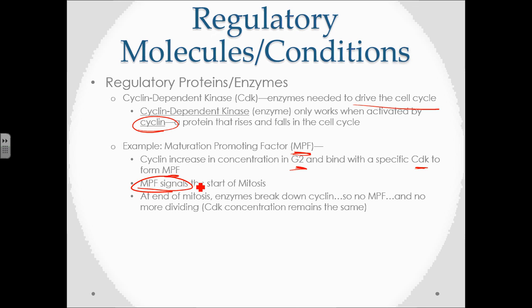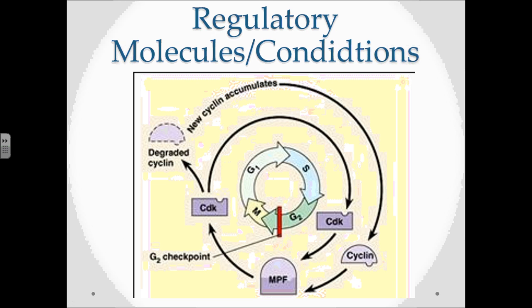This signal is important because it starts mitosis, going back to cell communication and how that works. At the end of mitosis, the enzymes break down cyclin, so there's no MPF and no more dividing. And then the CDK concentration remains the same. So here's another picture of kind of talking about that in terms of the cell cycle right here. New cyclin accumulates, then we have cyclin, makes MPF, then we go to a checkpoint, and then it's degraded.